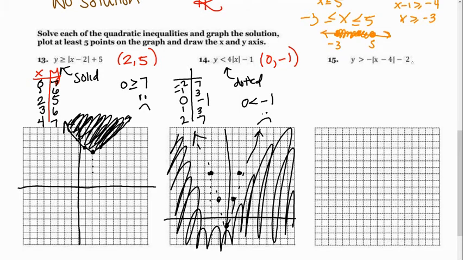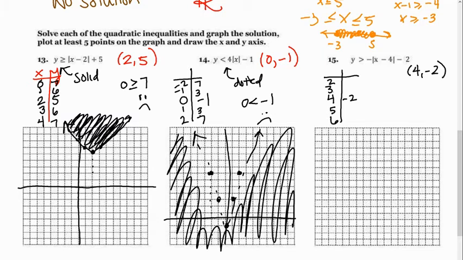Okay, this one should be a nice upside down V because of that negative. My vertex will be at 4, negative 2. Put that in the middle here. Pick some points around it.